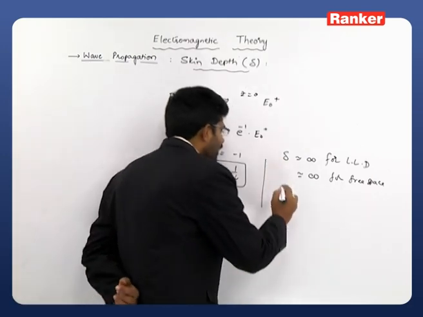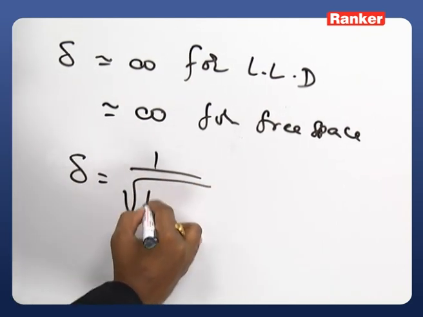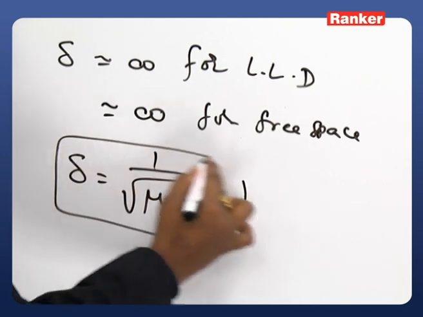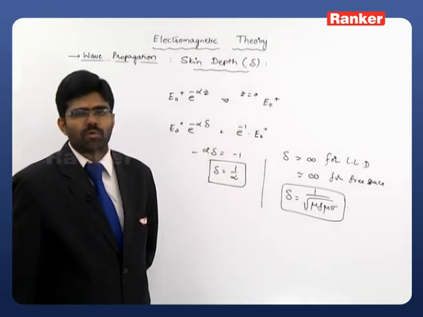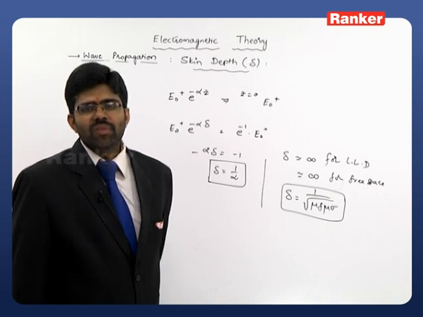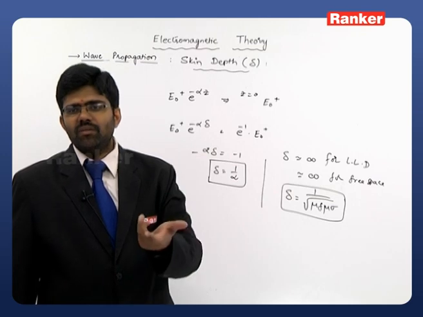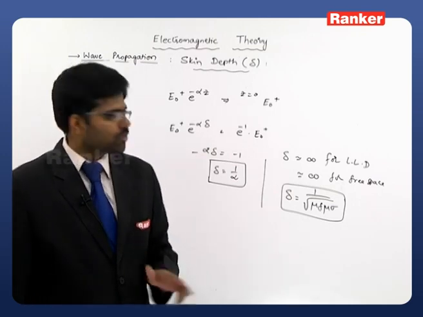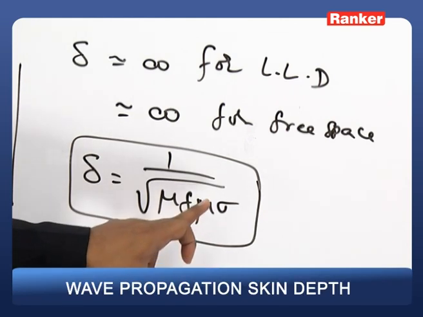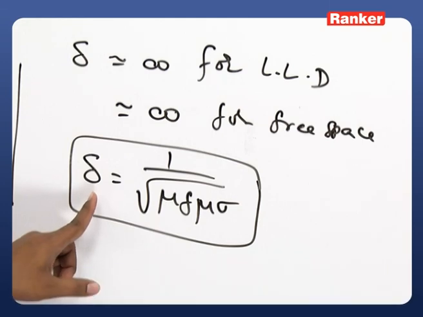So what is the delta value for a conductor? Delta equals 1 by square root of pi f mu sigma. This is the important equation you are supposed to remember, because some problems may be given to calculate the skin depth by giving the frequency, conductivity and permeability of that particular medium. Delta equals 1 by square root of pi f mu sigma. For high conductivity, this delta is very small.